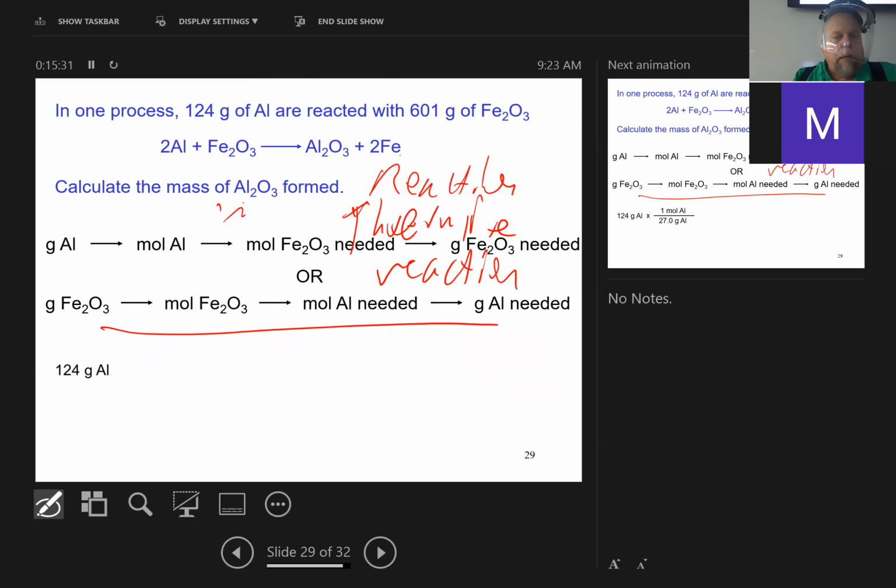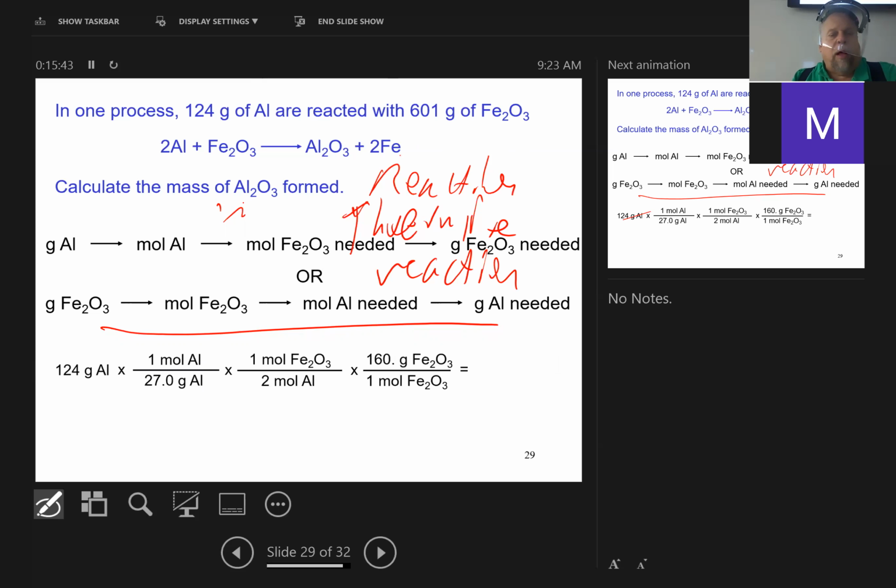Okay. So you start with the grams of aluminum, you convert it to moles there. You know 2 moles aluminum gives 1 mole of iron oxide there. The 1 mole of iron oxide is 160 grams, okay? So they rounded it. So these cancel. And that's 367 grams of iron oxide. So what does that tell you first? When you do it that way, what does that tell you immediately? It only requires 367 grams.